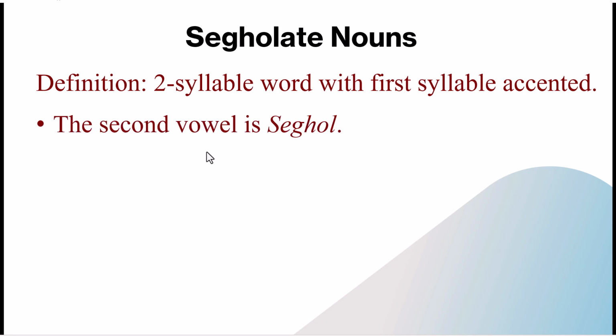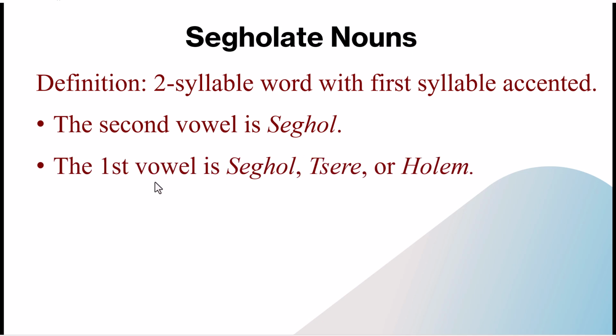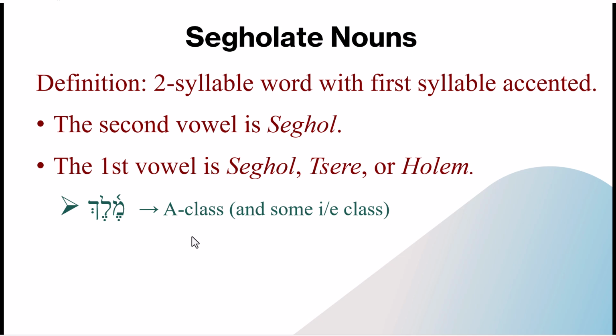Now, normally the second vowel is Seghol, and the first vowel is Seghol, Tsere, or Holem. It's often Seghol, and so with the first syllable Seghol and the second syllable Seghol, that's why we call them Segholates. But the first vowel can also be a Tsere or a Holem. So here's some examples. We have Melech, that's king. Accent on the first syllable, it's got two Seghols.